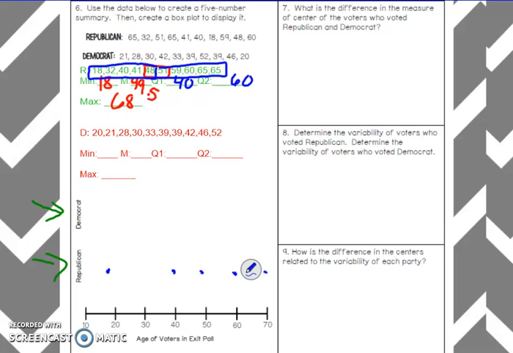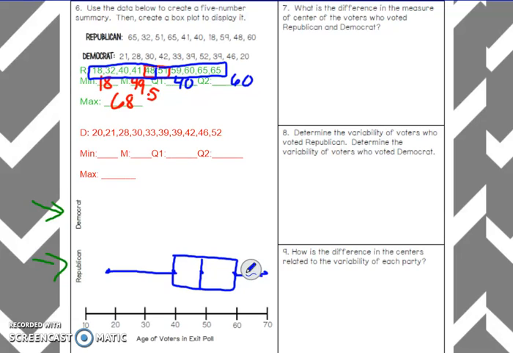So remember, we're going to draw our whiskers, which is what we do first. And then we draw our box, and then we draw the line for our median. So there's our Republicans graph. So now let's do our Democrats.